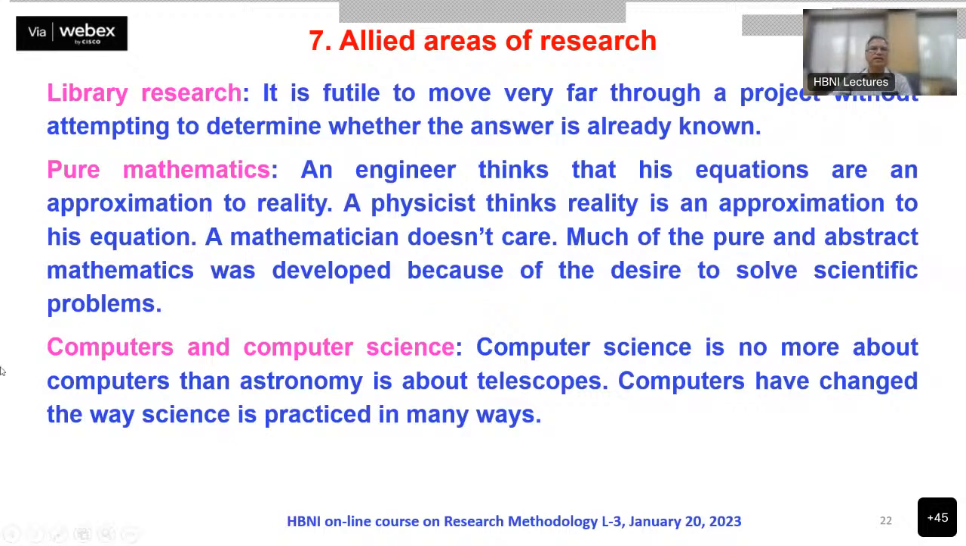Pure mathematics, again, is wonderful research, and I quote from one of the books: An engineer thinks that his equations, or her equations, I should say, are an approximation to reality. A physicist thinks reality is an approximation to his equations, but a mathematician does not care because he enjoys doing it. Much of the pure and abstract mathematics was developed because of the desire to solve scientific problems.